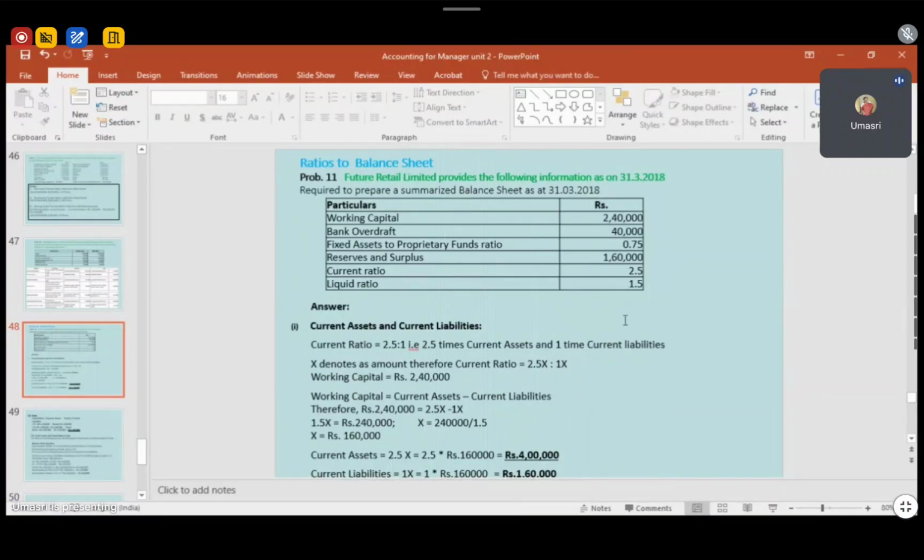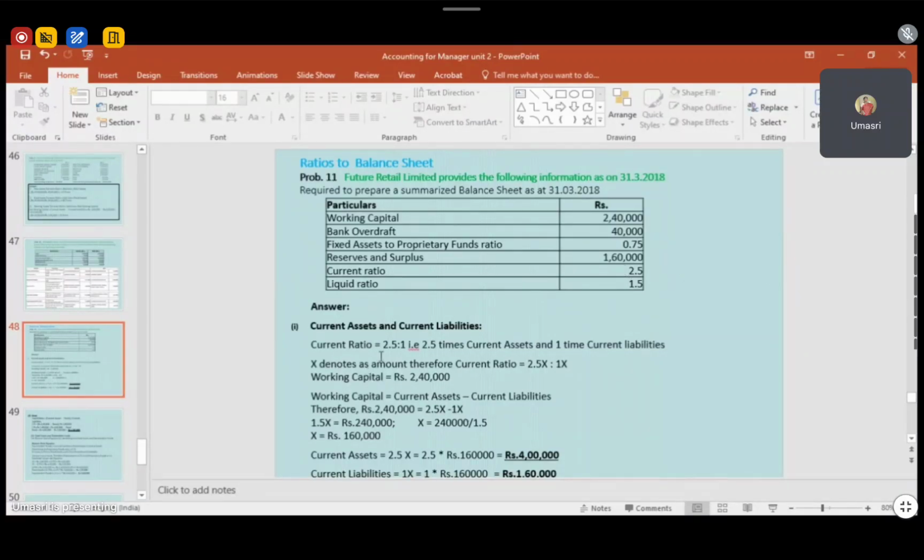See here, we have a clue. Current ratio is given as 2.5 times. Working capital is given as 2,40,000. That is the clue. You can find out what is current asset and what is current liability, right? So what is working capital? Working capital means current assets minus current liability, right? What is the formula for current ratio? Current assets divided by current liability. That means if you have one time of current liability, you have current assets of 2.5 times, which is sufficient to pay off your one time of current liability.